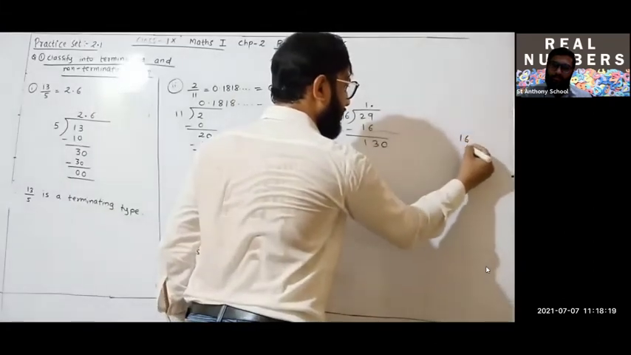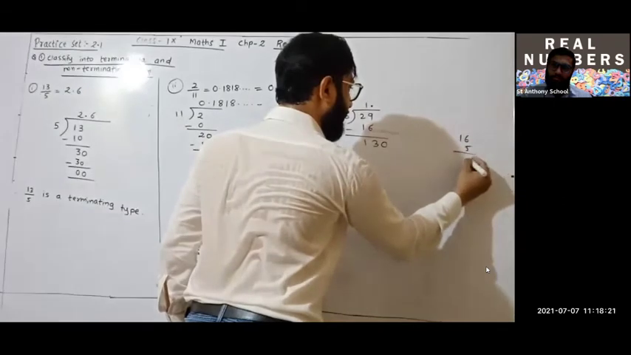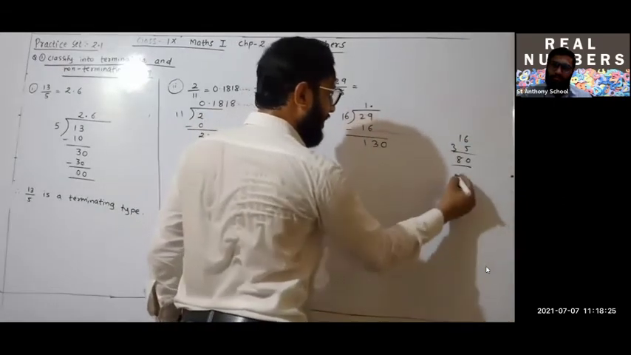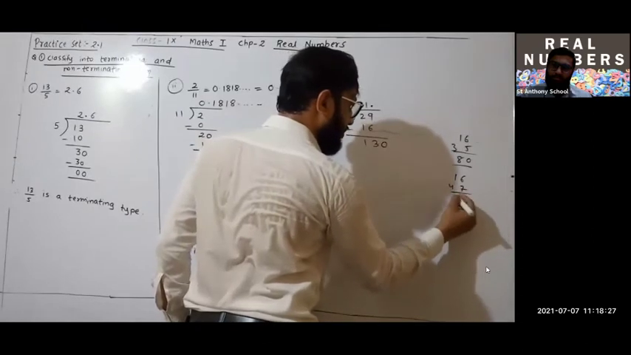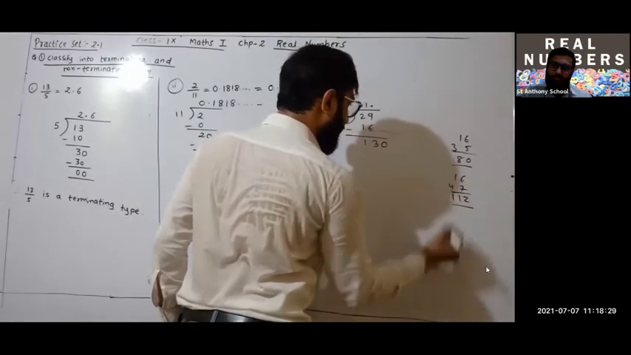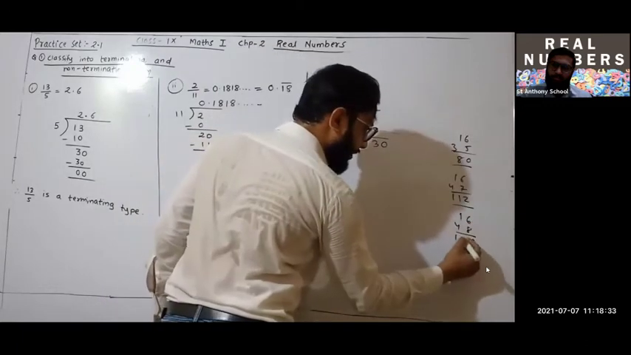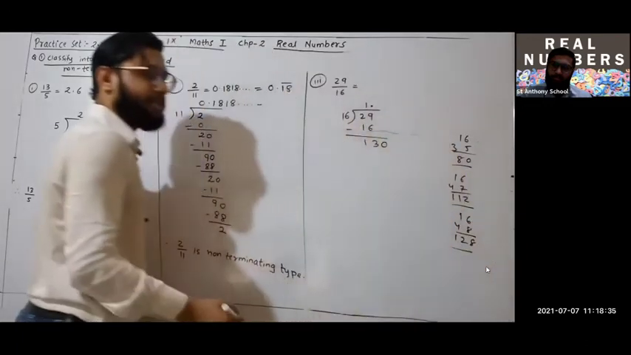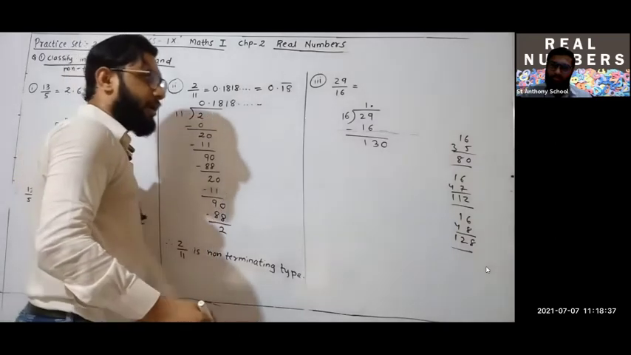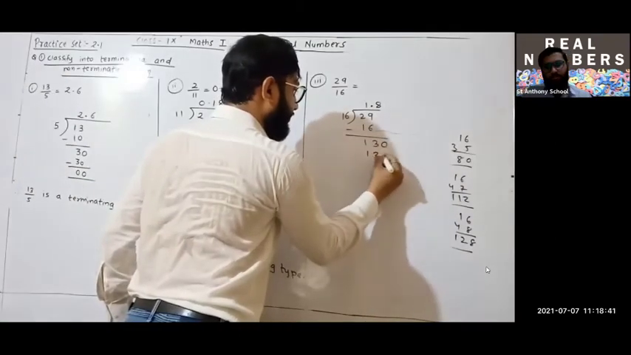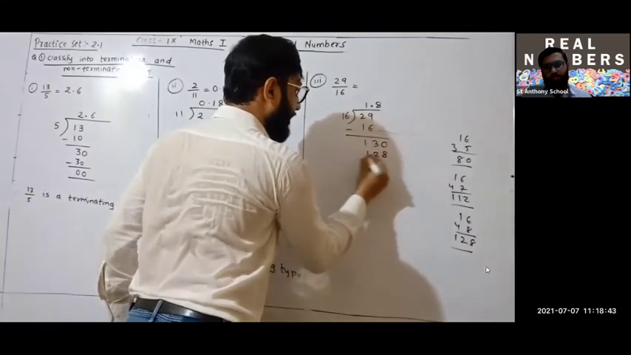And tell me, 16 times 5 will be how much? 16 times 5 is 80. 16 times 5 is your 80. Will not take. 16 times 7 is 112. 16 times 8 is 128. Nearby number is 128, so I can take 8 is 128. Getting my point? So yes, 130 minus 128 you will get 2.